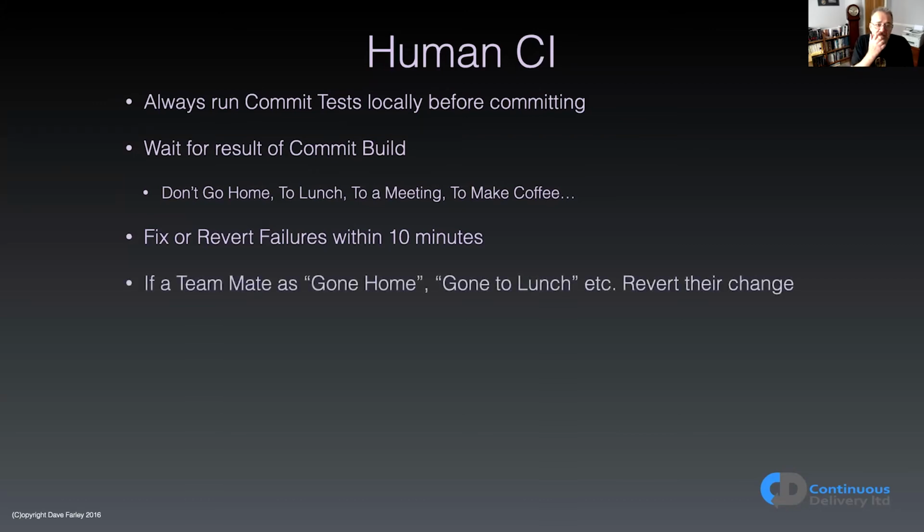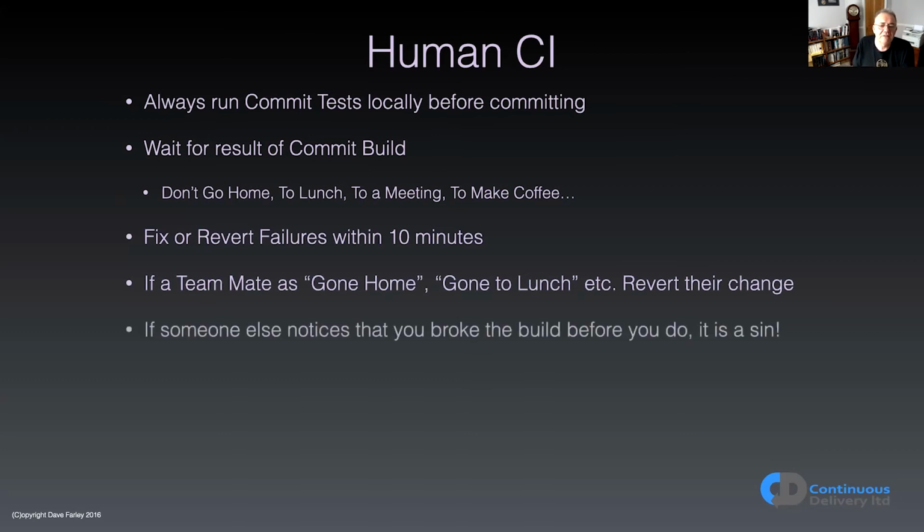If a teammate has broken the first or the second rule here, if a teammate's gone home or gone to lunch, revert their change for them, because you need to keep the pipeline open. You can tell them later that you helped them out by reverting their change, and in future they should be a little bit more careful about following the second rule, but don't be precious about it. Revert the change, keep the pipeline open, keep the development, keep the feedback going.